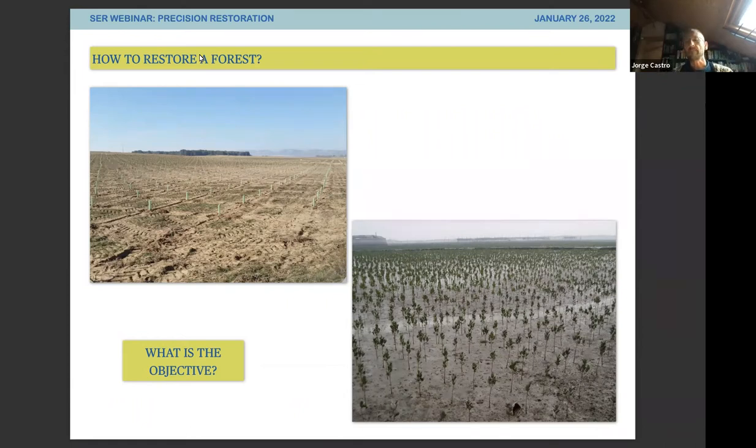The talk of today is about precision restoration, or in another sense, how to restore a forest. In general, how to do restoration ecology, but we will focus in this work on forests. Obviously, to restore a forest depends on what the objective is. I am assuming that the objective of the restoration we are talking about today is to restore the native community, the native forest.